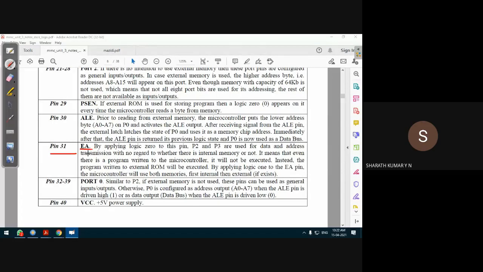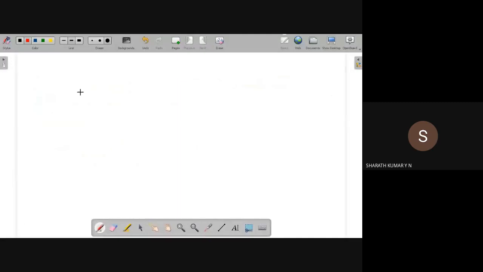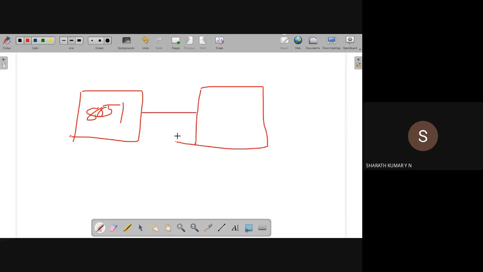So what is this EA? This is address enable. The 8051 microcontroller is interfaced to external memory. This interface basically carries various address and data lines, the address bus and the data bus, which we discussed just now. Along with that, it will carry some more control signals, for example the EA signal.